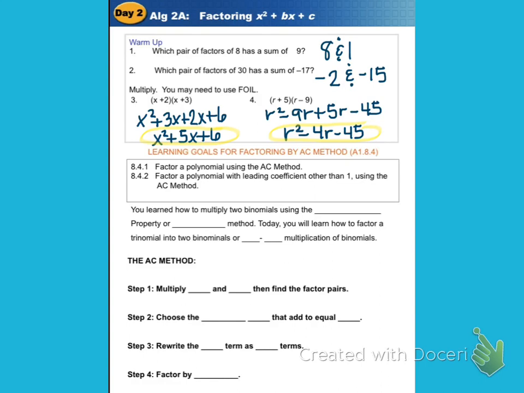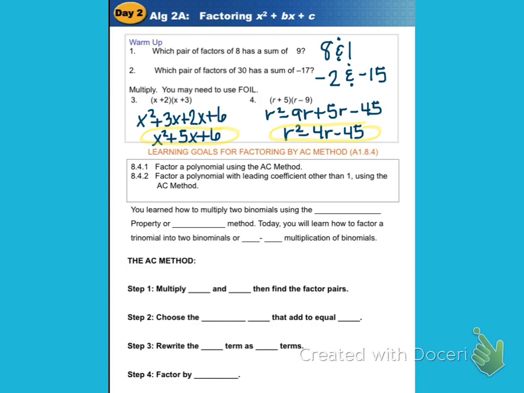So take a look at the answers to the warm-up and check them against your own. Each of the skills that we've covered here in the warm-up will be really important skills throughout this lesson and really throughout this entire unit on factoring. So factors of 8 that have a sum of 9 are of course 8 times 1. So 8 times 1 would give you 8 and would have a sum of 9.